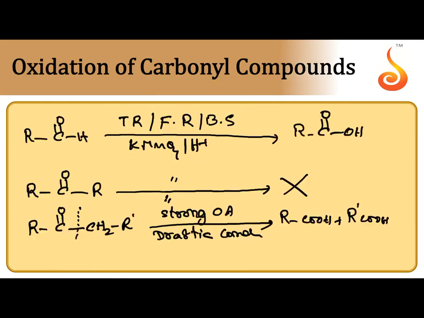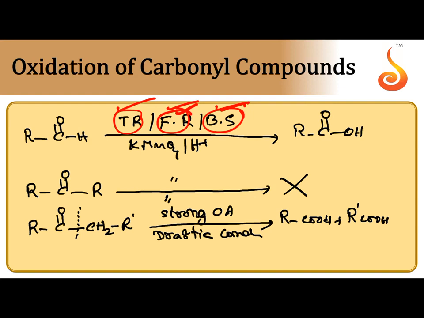Next one, particular specific oxidizing agents: Tollens reagent, Fehling's reagent and Benedict's solution. These three are used to identify which is aldehyde, which is ketone. So to distinguish aldehyde and ketone, we can use three reagents: Tollens reagent, ammoniacal silver nitrate, Fehling's reagent and Benedict's solution. Here alkaline Ag plus, alkaline Cu2 plus in Fehling's reagent and alkaline Cu2 plus in Benedict's solution are acting as mild oxidizing agents.